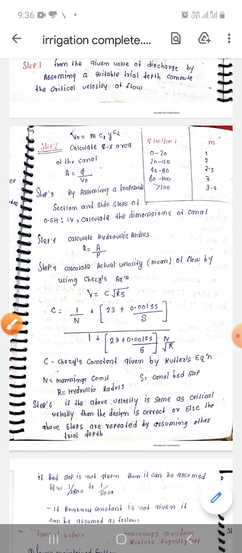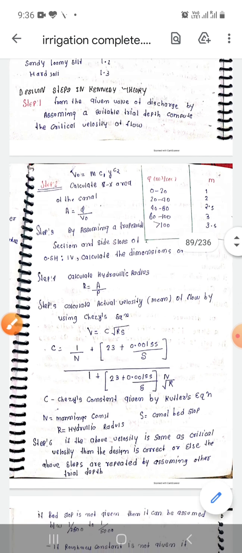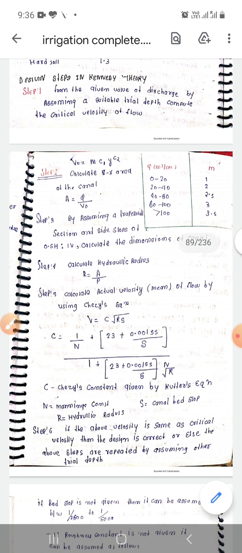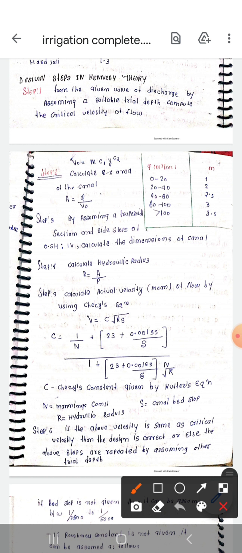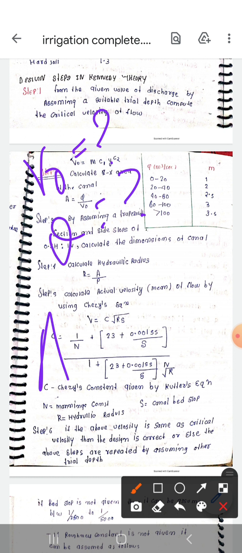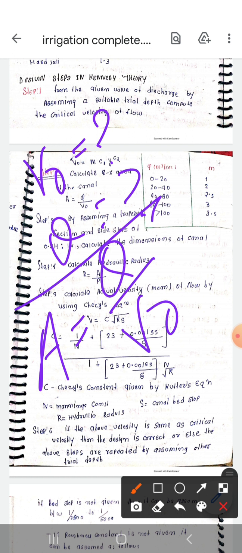In the next step, calculate the cross section area. The velocity which we have found, V naught, by using this and by using the discharge, we can find the cross section area of the canal as Q upon V naught. So this is the second step. So area of canal is equal to Q upon V naught.